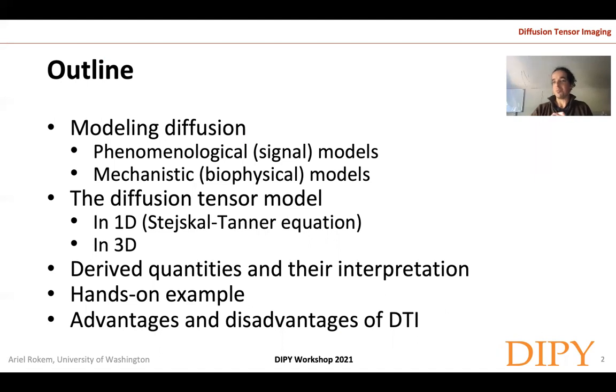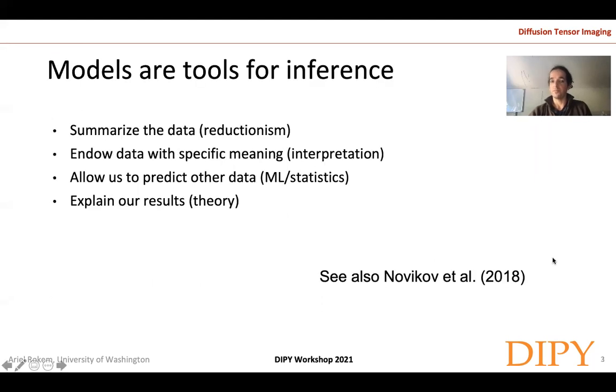I'll start by explaining this model in 1D, but we'll quickly go to an explanation of this model in 3D, where we model the diffusion in multiple different directions. Next, I'll talk a little bit about the derived quantities from the DTI model and their interpretation. I'll go on to a hands-on example showing you how to use DIPY to fit the diffusion tensor imaging model. And then finally, I'll talk about a few of the advantages and disadvantages of DTI, some of the pitfalls in interpreting the results of DTI.